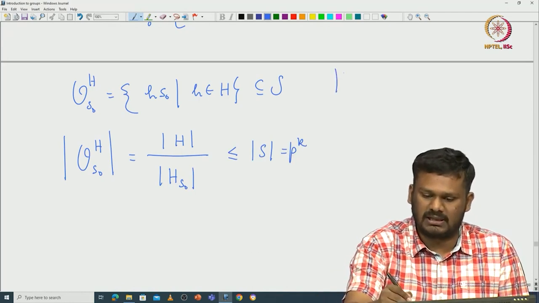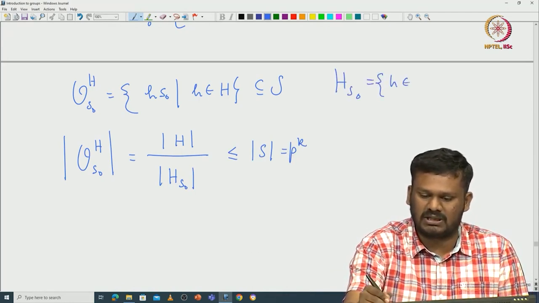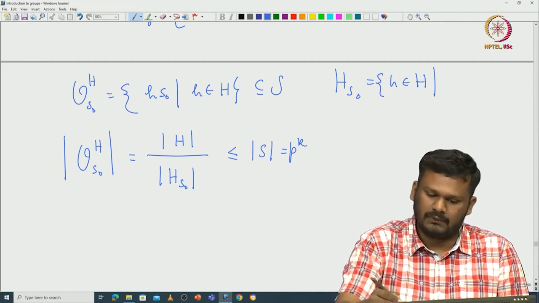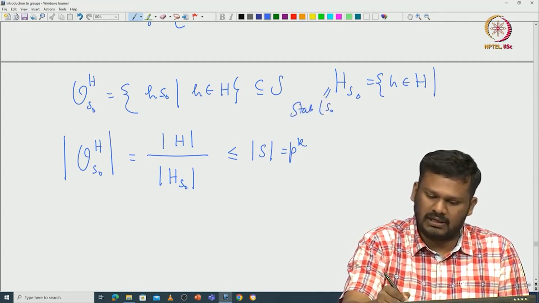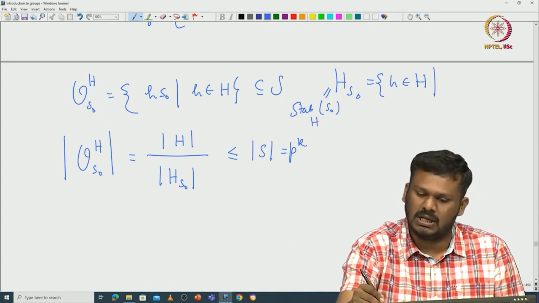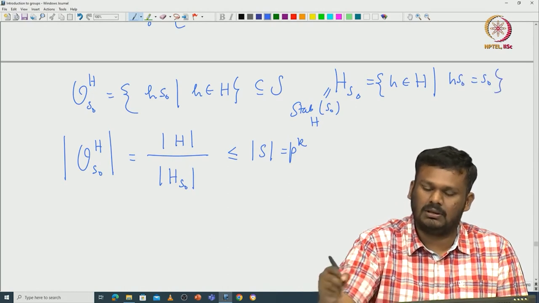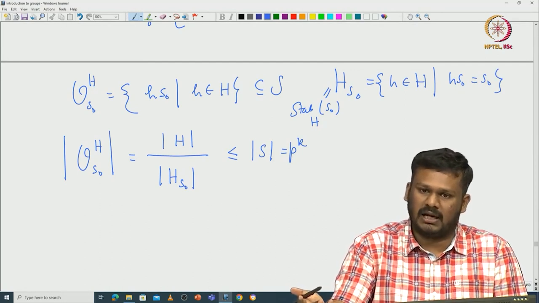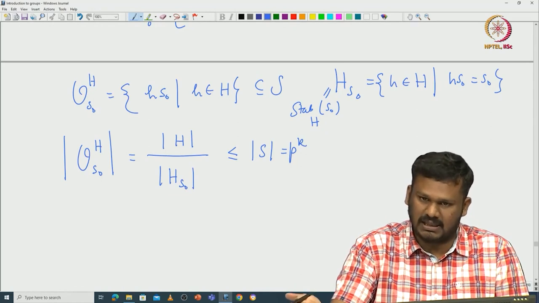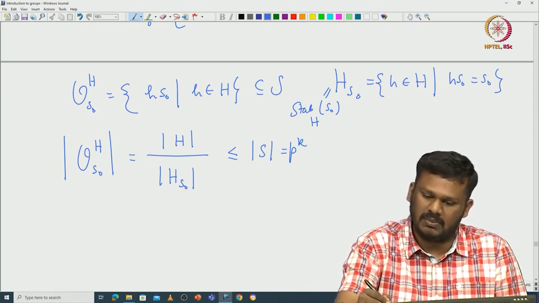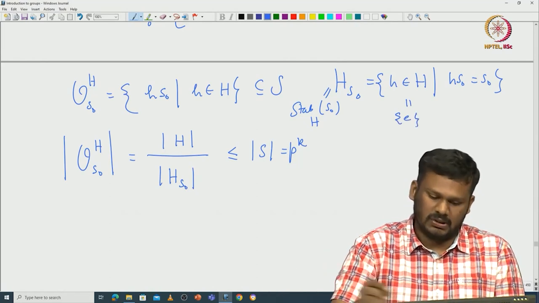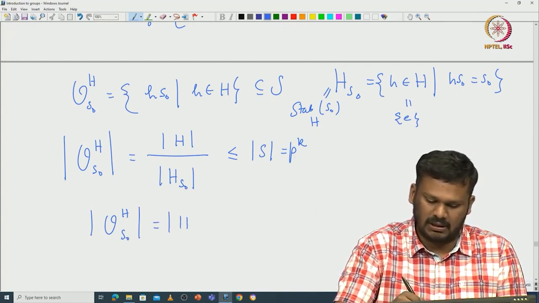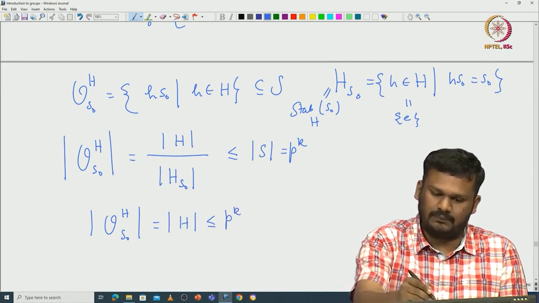So let us compute what H_{S_0} is. Because it is the stabilizer of S_0 in H, it consists of those h in H such that hS_0 equals S_0. But hS_0 is just left multiplication, and we are in the group G. So hS_0 equals S_0 gives you, by cancelling S_0, h equal to the identity. So the stabilizer is exactly the identity. That means the cardinality of the orbit is exactly the cardinality of H, which is less than or equal to p^k.